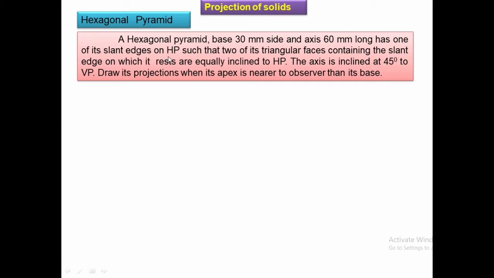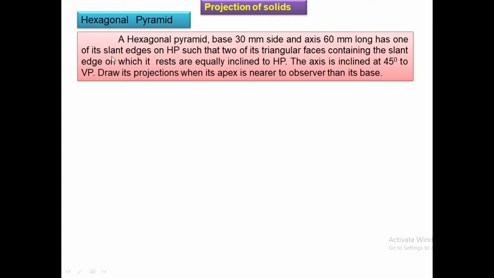Now you already understood in the 3D view what is meant by slant edge. The two triangular faces containing that slant edge on which it rests should be equally inclined to HP. We'll keep the corner which is contained by this slant edge to the right hand side. The axis is inclined at 45 degree to HP. Draw the projections when the apex is near to the observer. Here the axis is inclined, therefore we have to go with the locus of O. We'll understand this. Already we have studied all these things in different problems. Once again, we'll study about that now.